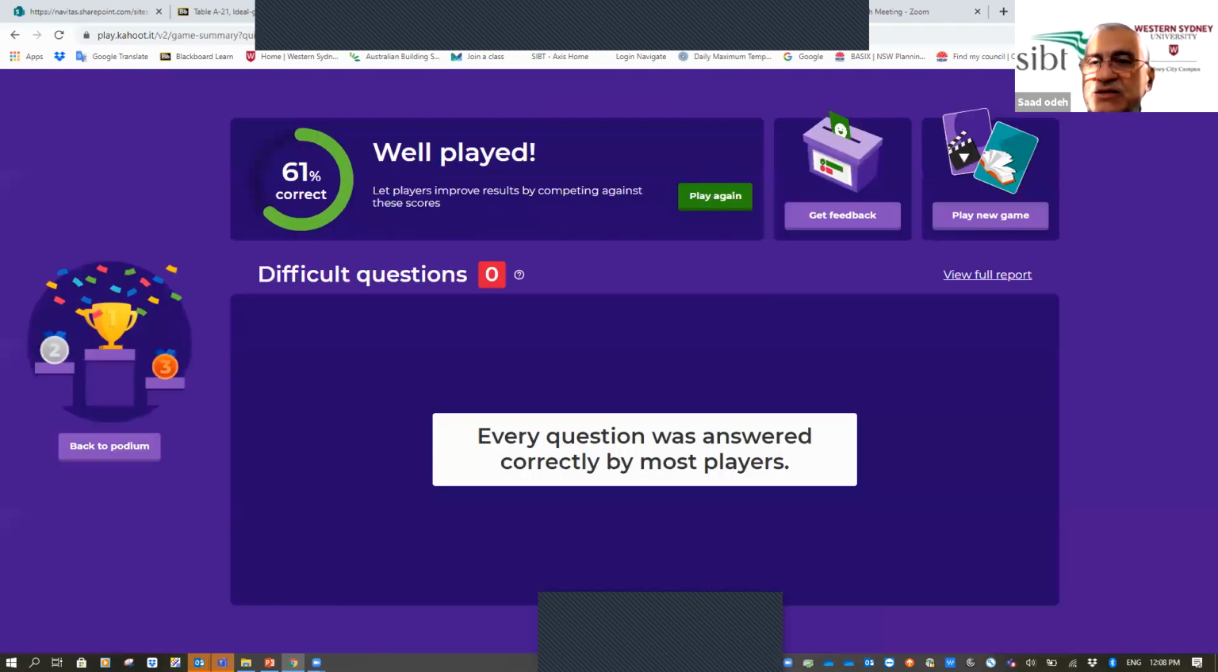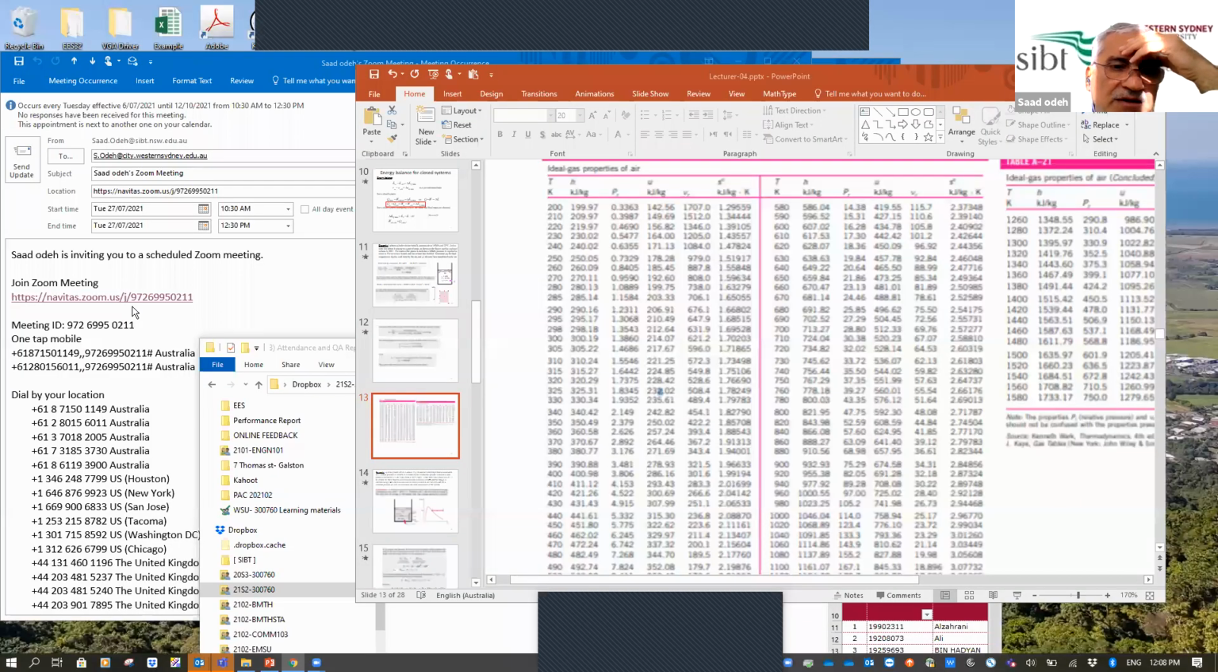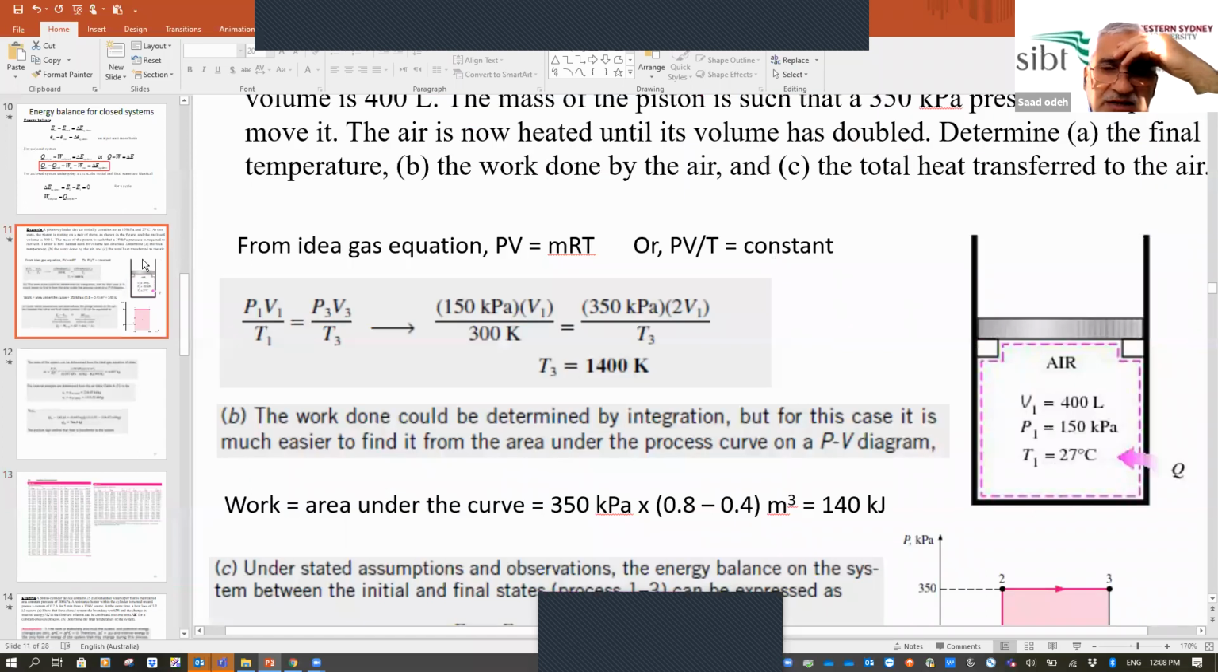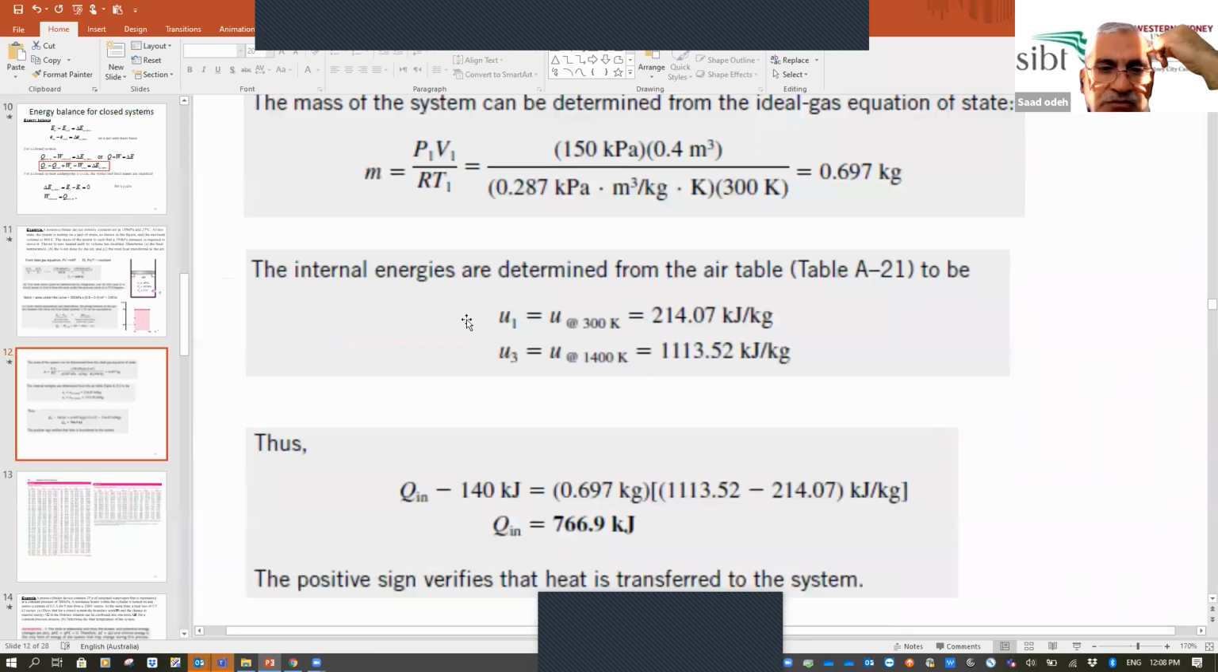Okay, let's go back to our question. You can find the solution of this in the lecture material in Views. So please refer to this. And then you'll also find the complete solution for all the steps. Okay.